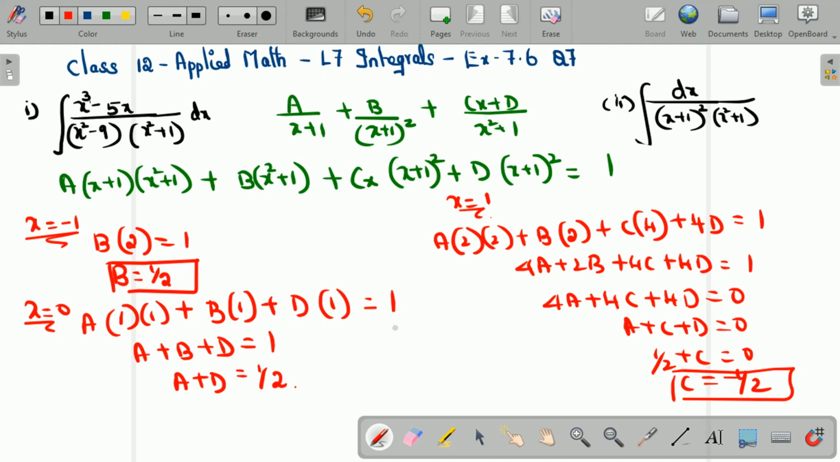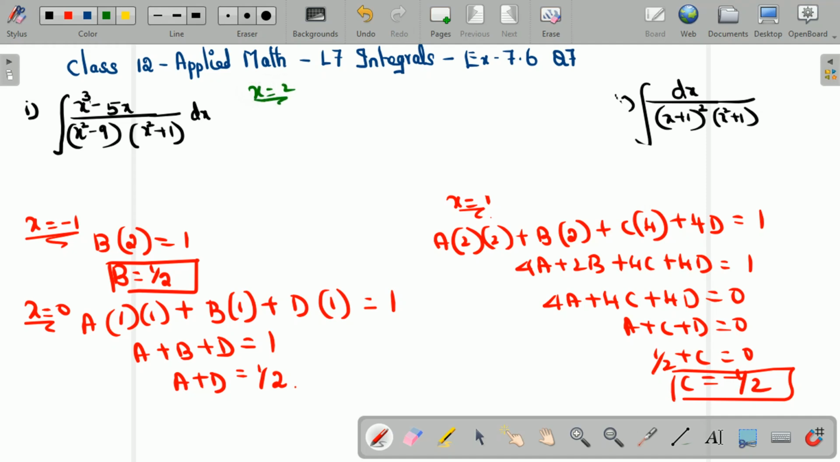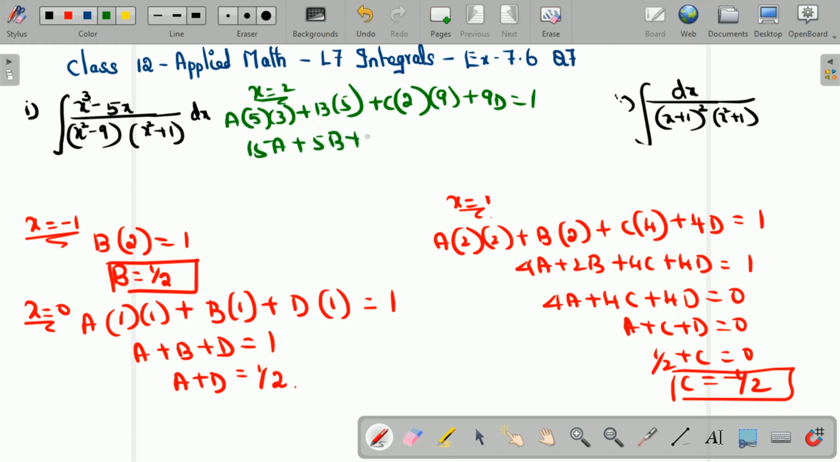Now let's work on getting another value of linear equation. So let's put x is equal to 2. If we put x is equal to 2, this will become a into 5 into 3 plus b into 5 plus c into 2 into 9 plus 9d will be equal to 1. So 15a plus 5b plus 18c plus 9d is equal to 1.